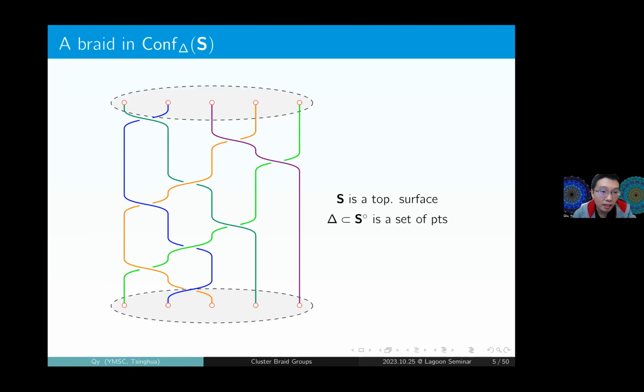A braid on a surface S, a topological surface, is an element of the fundamental group of the configuration space. So you need to have a set of points in this surface. For example, usually you take the disk or take C, and you take a couple of points, and you take pi1 in this configuration space, and you can draw it like this braid picture.